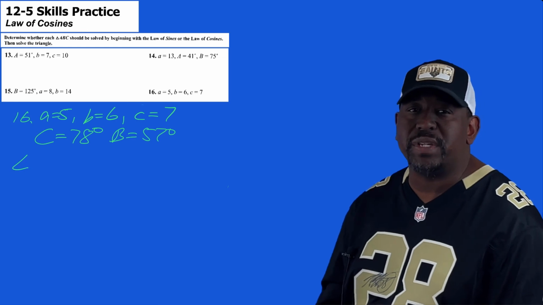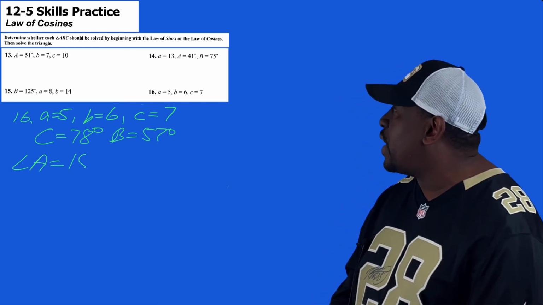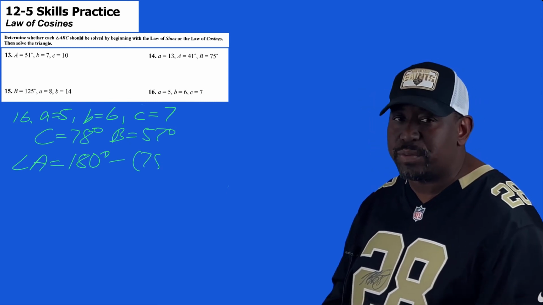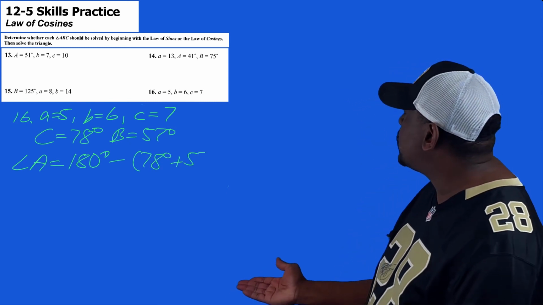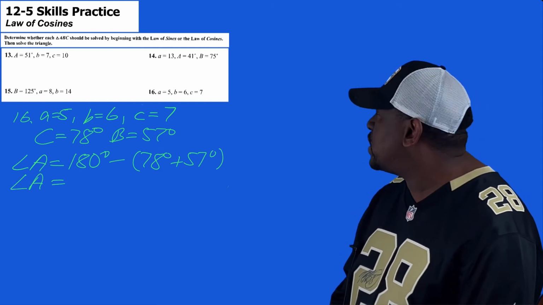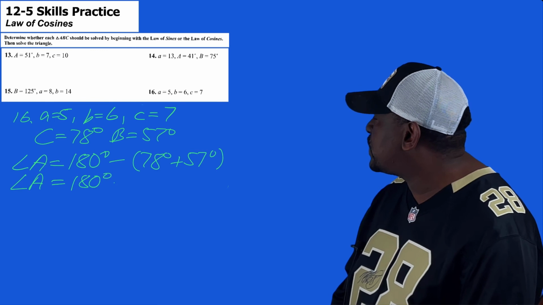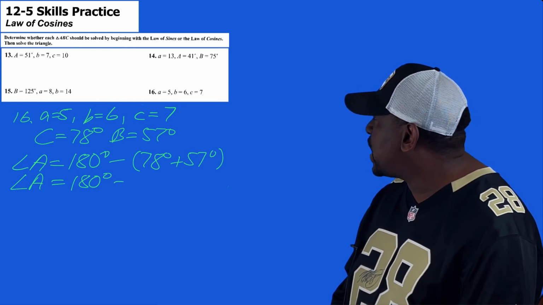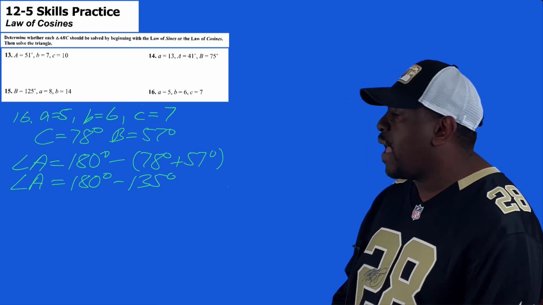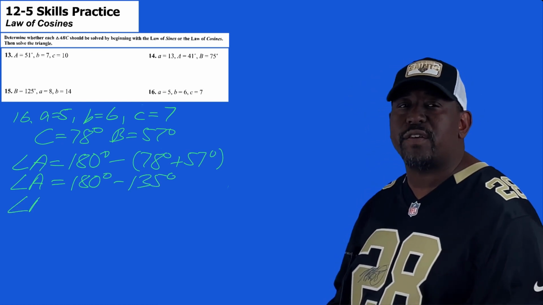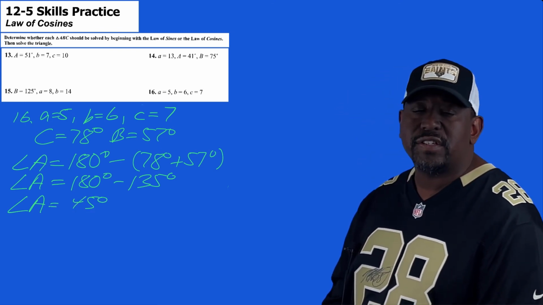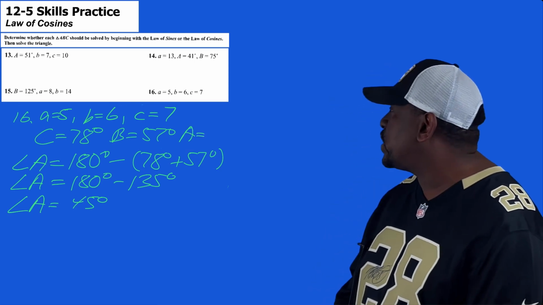Since we have angles B and C, we can find angle A by subtracting the sum of B and C from 180 like we've been doing. And that's what's popping up here on the screen. And so angle A is equal to 180 minus the sum of 78 plus 57 degrees. What sum is that going to get us? Get your calculators. That should be 135. And then when we subtract 135 from 180, that will give us a value of 45 degrees. So angle A is equal to 45 degrees.